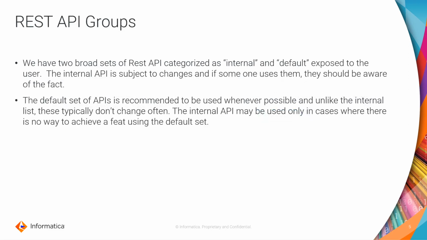REST API groups. We have two broad sets of REST APIs, categorized as internal and default, exposed to the user. The internal API is subject to changes, and if someone uses them, they should be aware of that fact. The default set of APIs is recommended to be used whenever possible, and unlike the internal list, these typically don't change often. The internal API may be used only in cases where there is no way to achieve a feat using the default set.